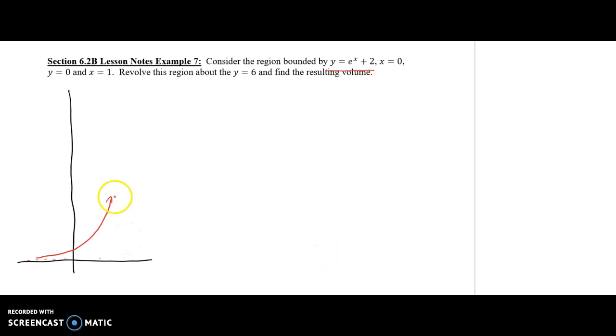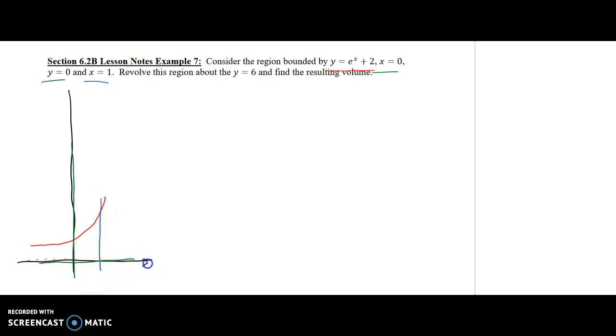Let's erase that. Try that again. e to the x plus 2 would be up a little bit higher. And we've got x equals 0, which is this line, and y equals 0, which is this line. And then we have x equals 1, which I'm going to exaggerate, out here at 1.